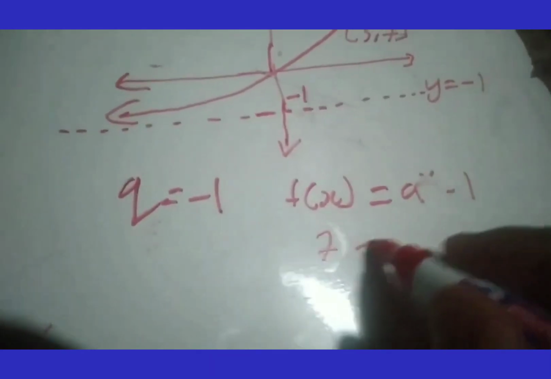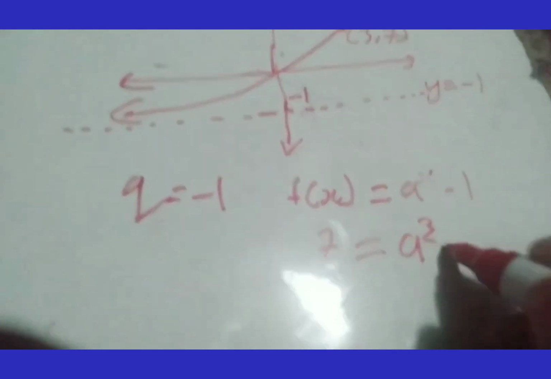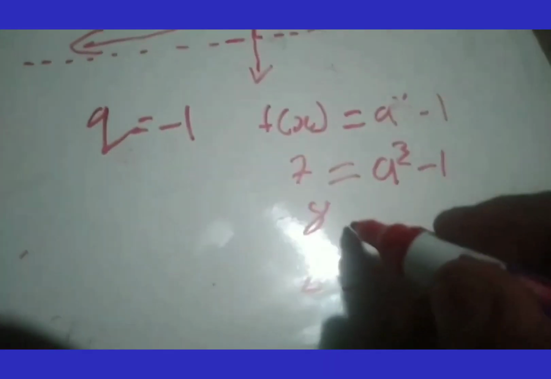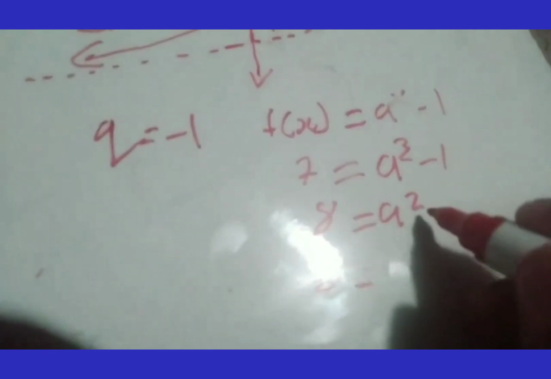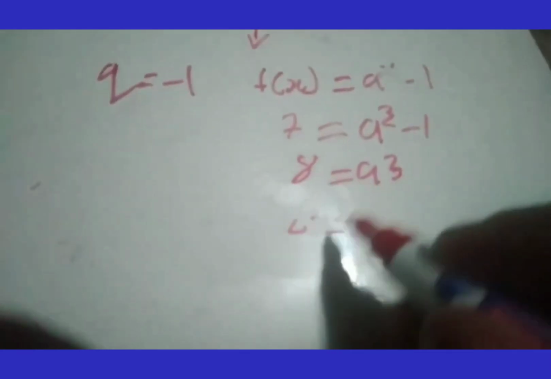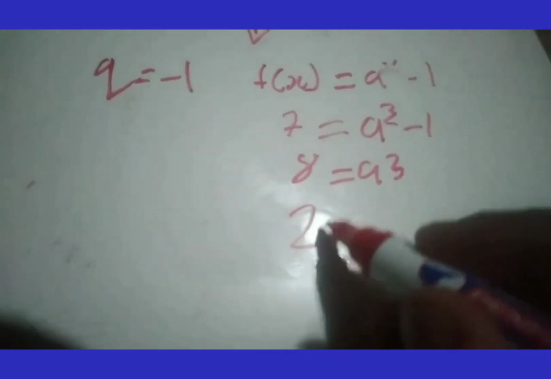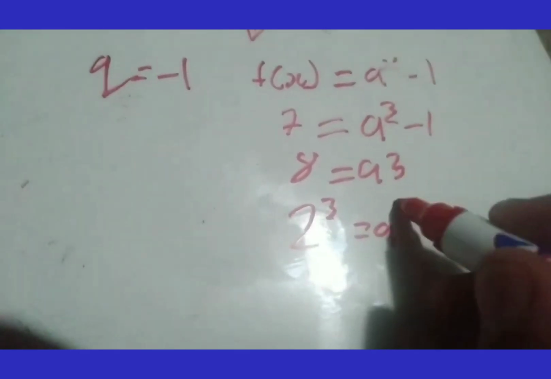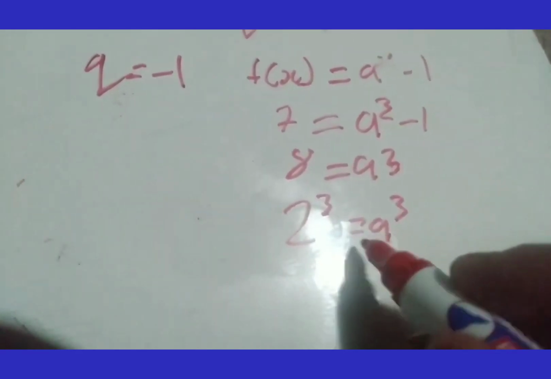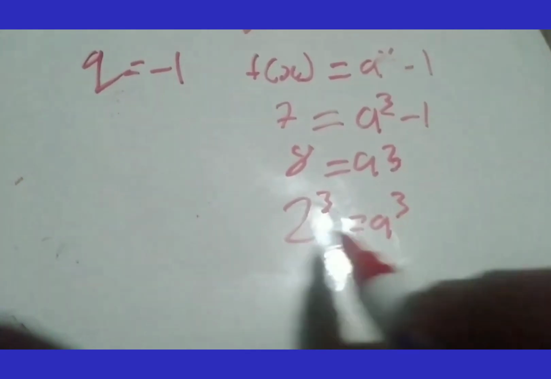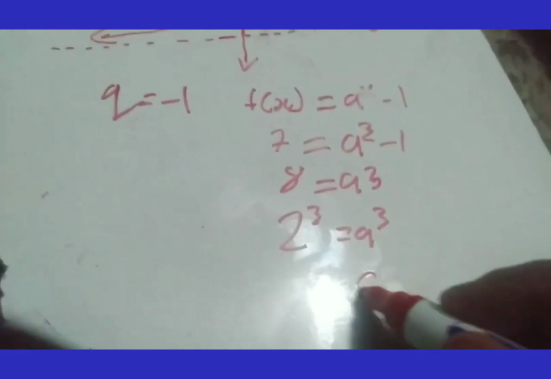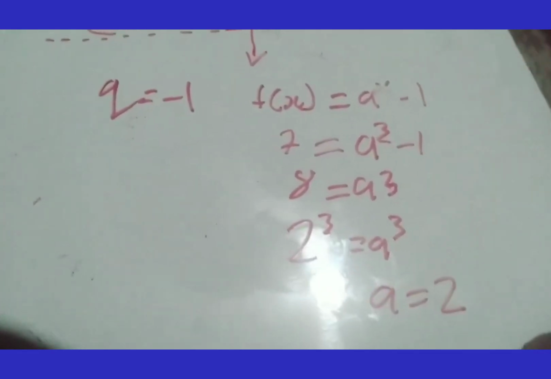So it means 7 is equal to a to the power of 3 minus 1. We take this to the side, it means 8 is equal to a to the power of 3. And then when we break this down, of course, it means 2 to the power of 3 is equal to a to the power of 3. And then since the exponents are the same, the bases must be the same. So a has got no choice but to be equal to 2. So that we have found our a.